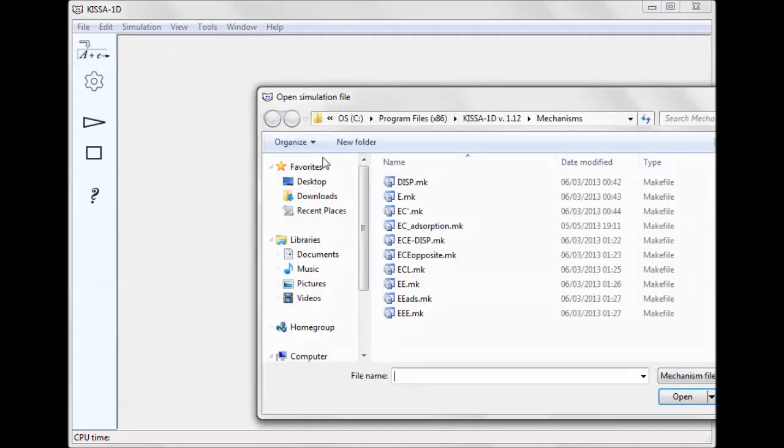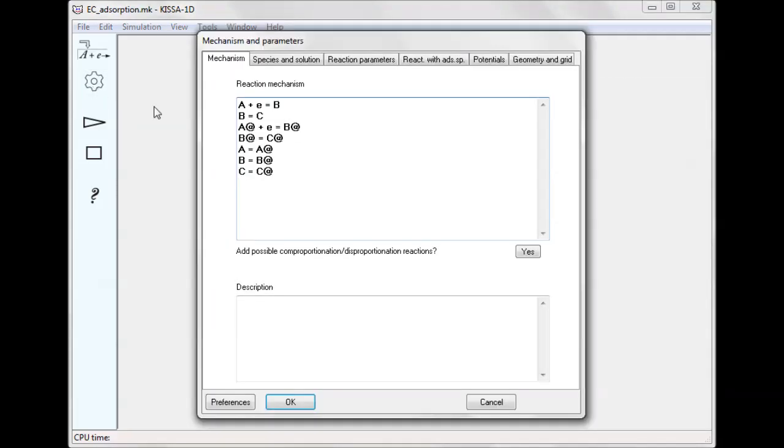To see or modify reactions and/or their parameters, click the Mechanism Parameters button. The reaction scheme consists of two EC processes involving solution species and their adsorbed counterparts. In KISSA notation, adsorbed species are denoted with the @ sign following a species name. For each adsorbed species, an adsorption-desorption step must be defined, as you can see in the last three steps of the mechanism. If a species cannot desorb, such a step can be made irreversible at a later stage.